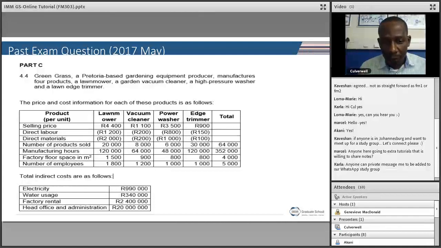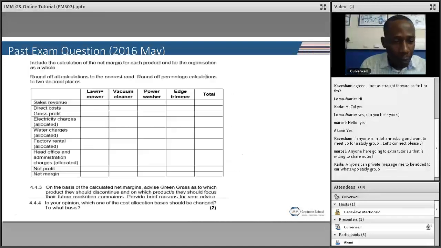Then finally I'll move on to head office and administration. On head office and administration, it is 20 million. That's where we're going to share this cost equally. So 20 million divided by 4 is going to give you 5 million per product. I've got my 5 million. So I've got my cost driver rates on the side. Then I'll go back to my question so that we'll be in a position to quickly respond.